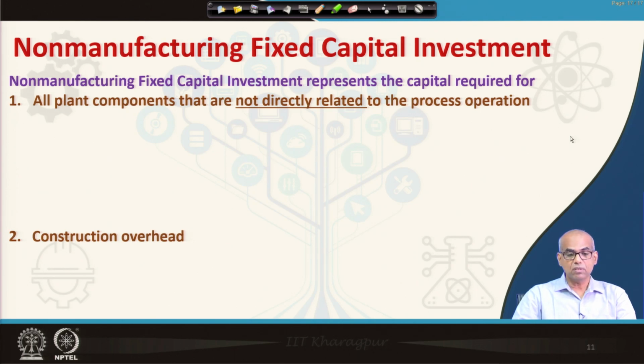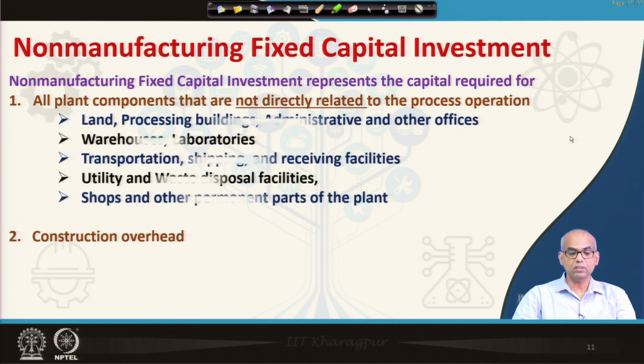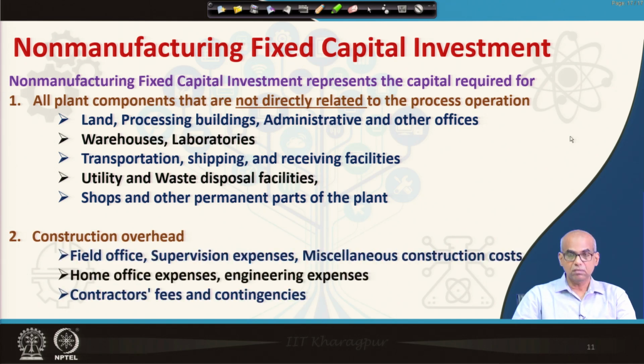So, what are the items that will come under plant components that are not directly related to the process operation? They are land, processing buildings, administrative and other offices, warehouses, laboratories, transportation, shipping and receiving facilities, utility and waste disposal facilities, shops and other permanent parts of the plant. Under construction overhead, you will have field office, supervision expenses, miscellaneous construction cost, home office expenses, engineering expenses, contractors' fees and contingencies.